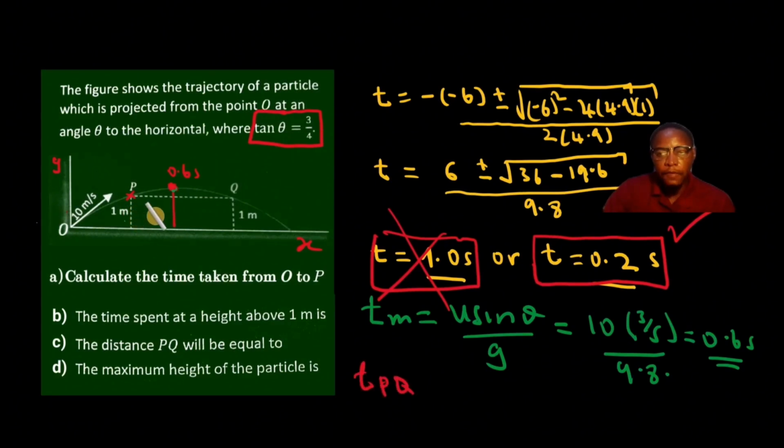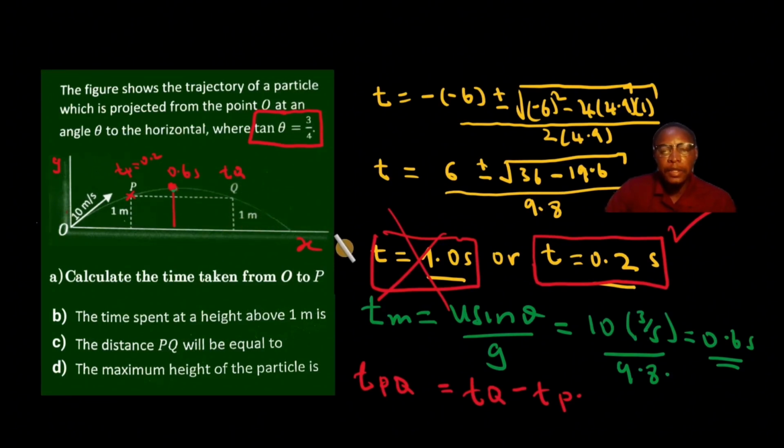To get the time from P to Q, I need to take the time at Q minus the time at P. So now I will know the time that the particle spent from here to this point. You know, the time at P is 0.2 seconds. The maximum time is 0.6. What will really be the time at Q?